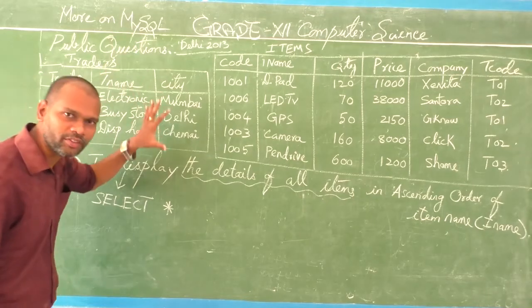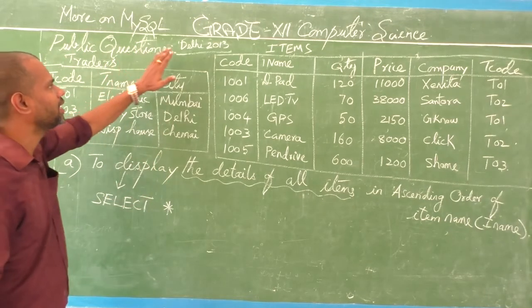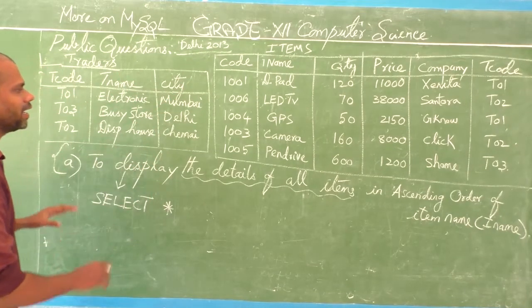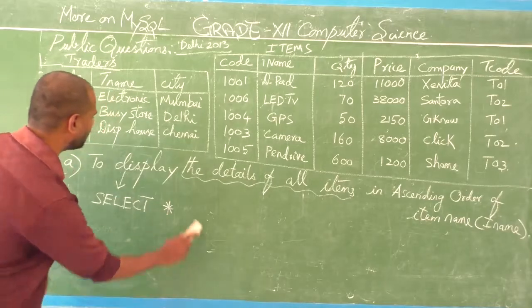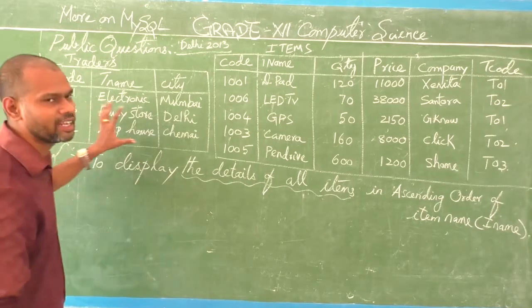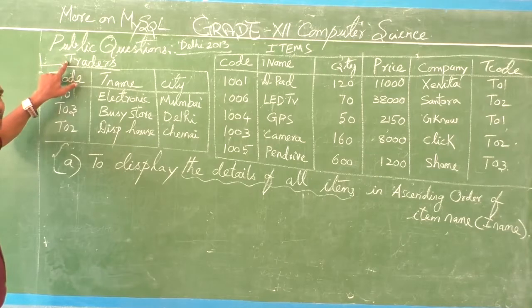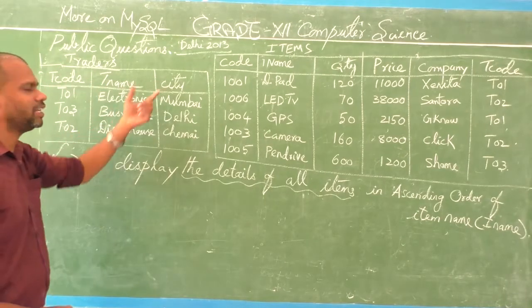So what we are seeing now is a public question released on Delhi 2013. In this question they have given two tables. The first table name is Traders. And what are the column names? T code, T name, city.